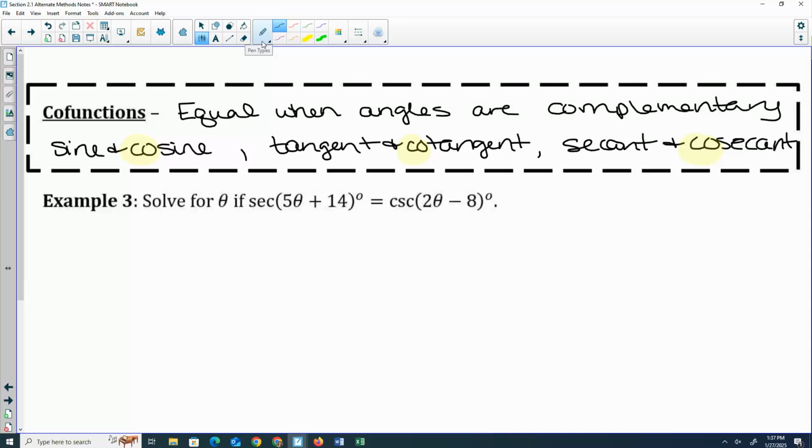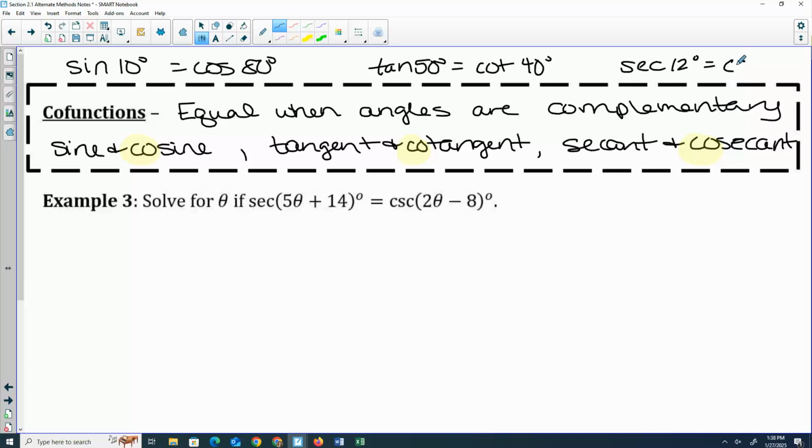So if I said sine of 10 degrees, that's going to be equal to cosine of what? The sine of 10 would equal the cosine of 80 degrees. If I said the tangent of 50 degrees, that would have to equal cotangent of what? 40 degrees. If I said secant of 12 degrees, that's equal to cosecant of 78 degrees. So I know these things have the same value because of this cofunction property.